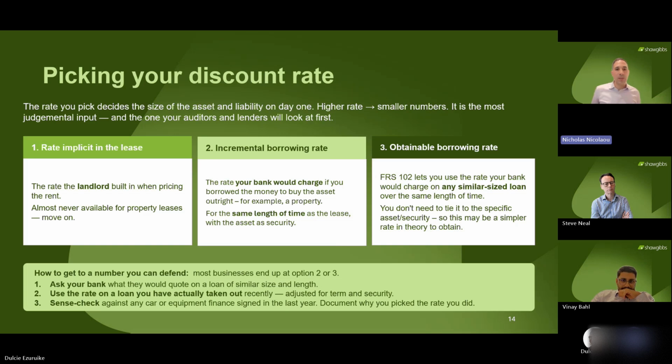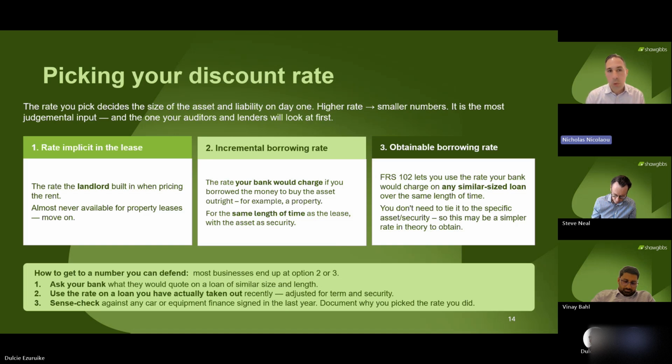So the discount rate is probably the area which is going to be the most subjective part for a lot of businesses. This is essentially the discount rate you're going to apply to your future cash flows. There are 3 permitted methods that the standard allows to be used. The first one is the rate implicit to the lease. This is probably the one that's going to be used the least in practice, I imagine.